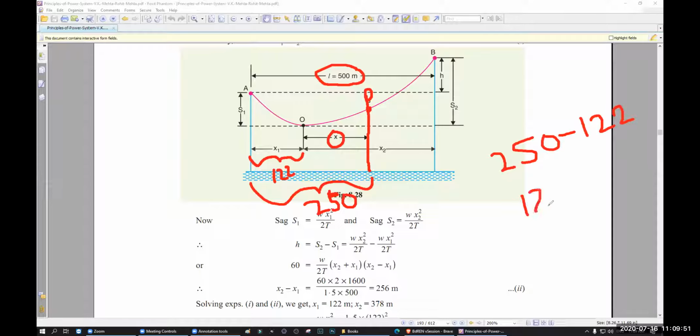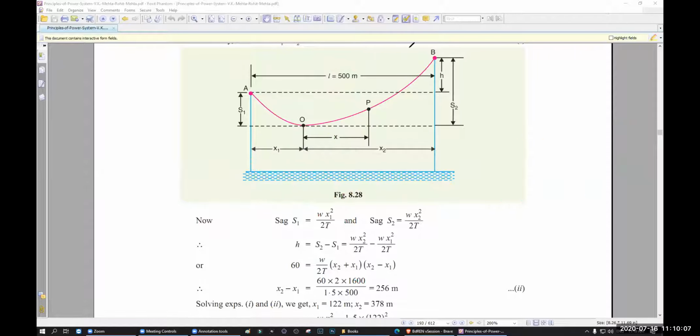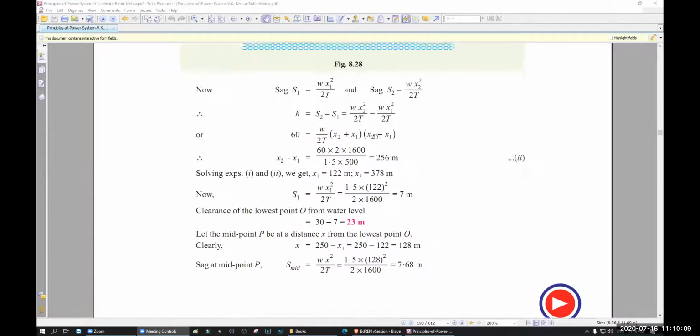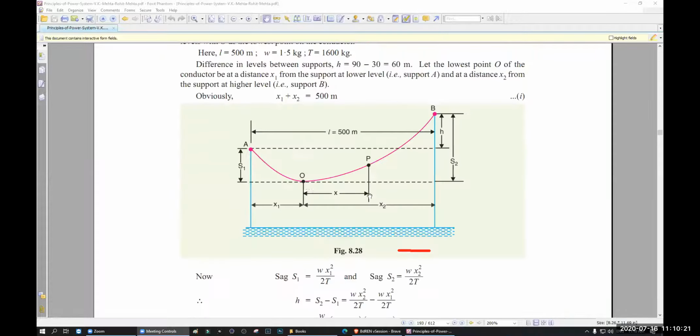138? 128? Someone said 128, right? Okay, this is 128. If someone said 128, then he's correct. See, so for the midpoint, the distance from O to that point is 128. Okay? This distance is 128.